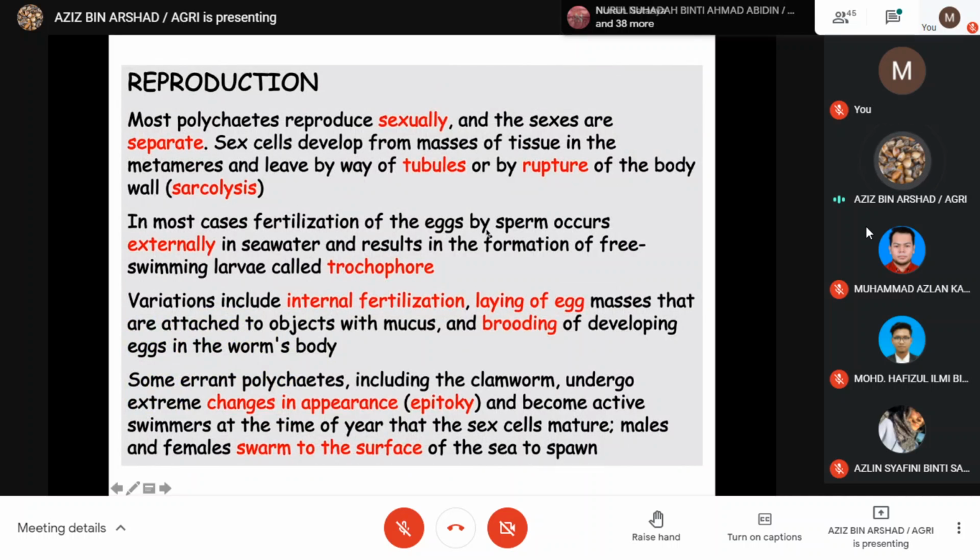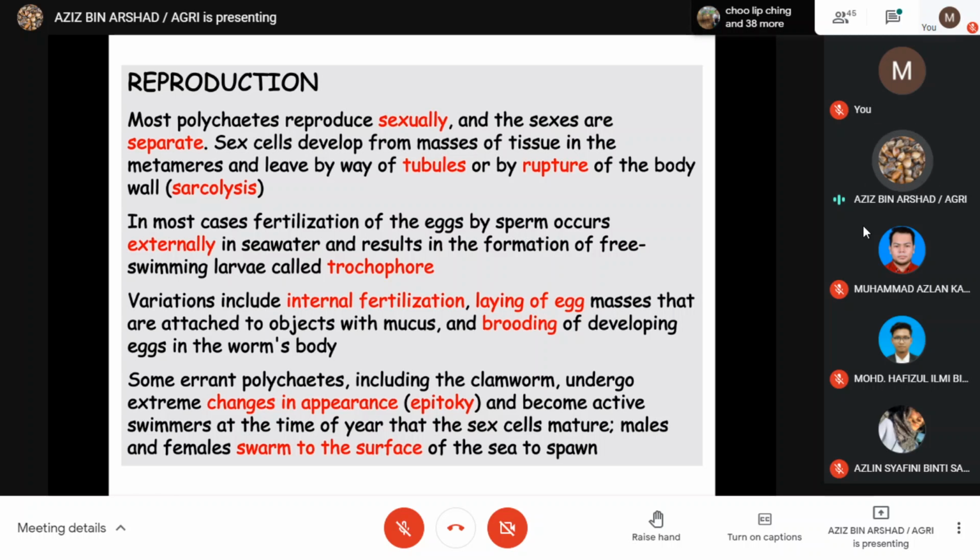That's why they have a larva called trochophore. And the sexes are separate, male and female. And sex cells are developed inside the metameres, inside the segments. And there are tubes that are used to release the gametes, female and male gametes. Or in some radical species, the release of the gametes is through the rupture of the body wall. There's a phenomenon called cycolysis. Cycolysis is when the body wall just ruptures, pecah, to release the gametes, and the animal dies.